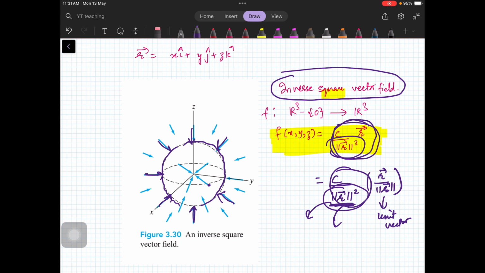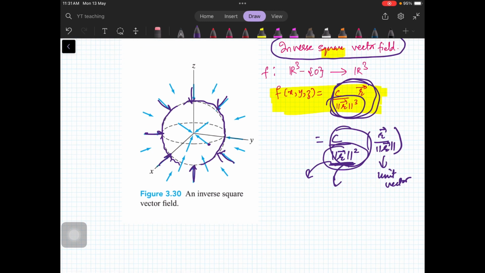Okay, so this is all about vector fields. And in the next videos, we'll be talking about how we calculate the divergence, curl, and how we operate the Laplacian operator on vector fields, and what their physical significance is.